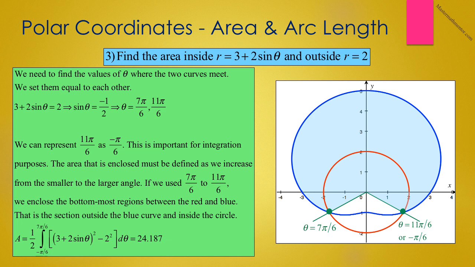So the correct answer is A is equal to 1/2 the definite integral between negative pi over 6 and 7 pi over 6 of quantity 3 plus 2 sine theta squared minus 2 squared d theta. And our answer is 24.187.